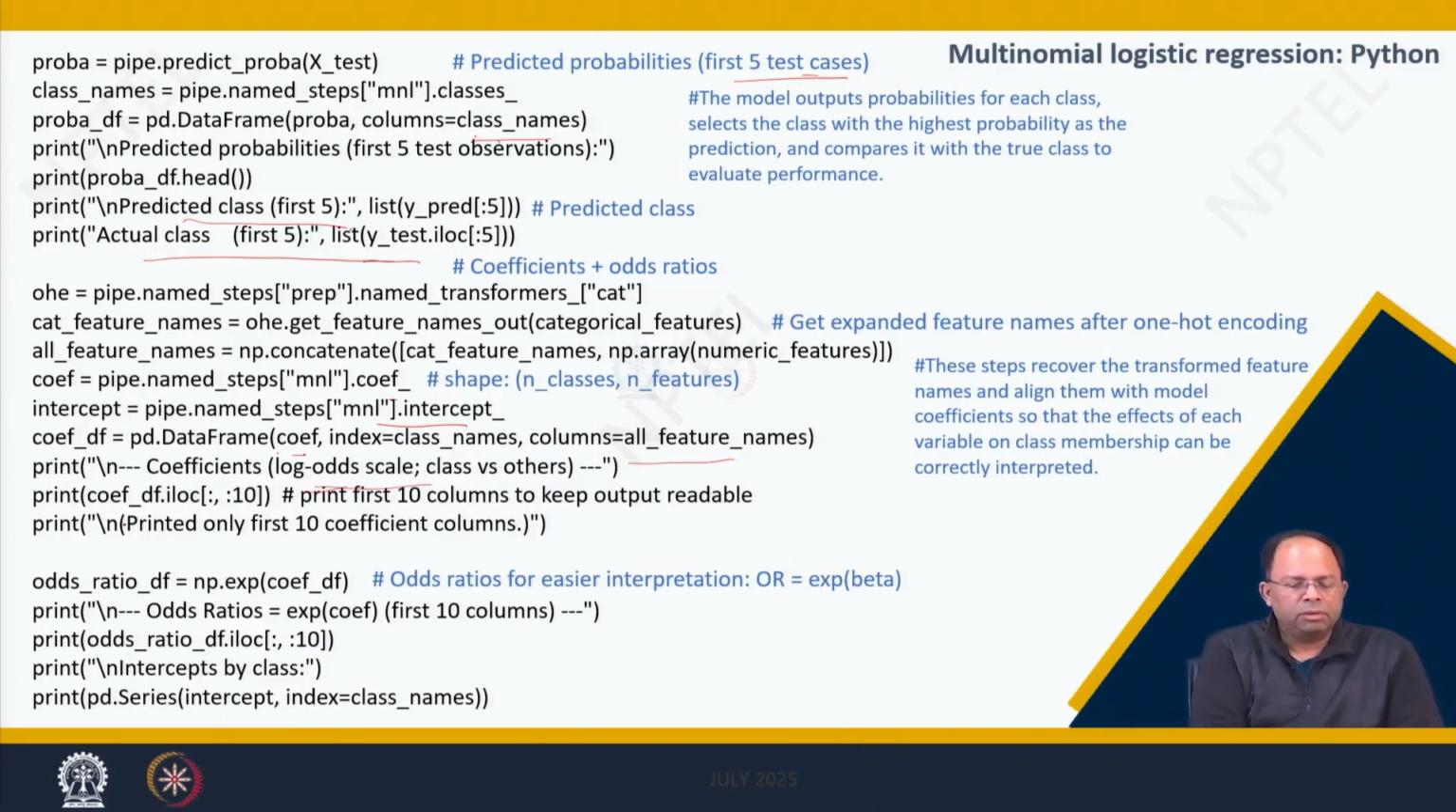And then when I do the coefficients, I log till 10, that means it prints the first 10 columns to keep the output readable, and then I print only the first 10 coefficient columns. Once we have done that, we can also estimate the odds ratio by taking np.exp, so for each of the coefficients we are taking the exponential, and we print the odds ratio as well for the first 10 columns. Then we print the intercepts of the class, along with the class names, of course.